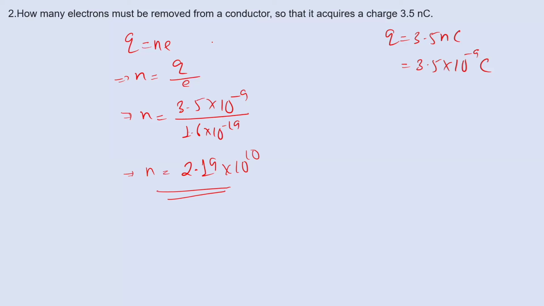In that video, we will see different problems of square, triangle, symmetrical charge problems, and many other problems.